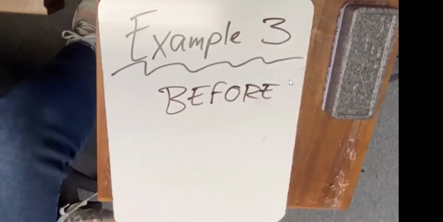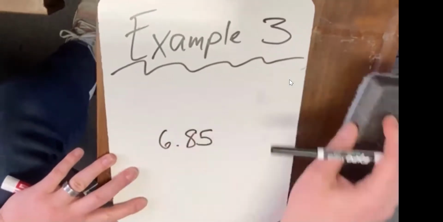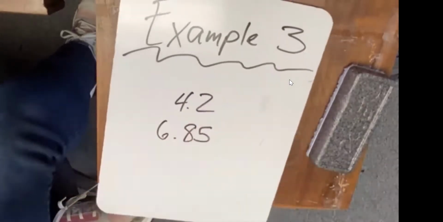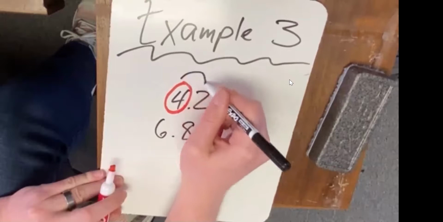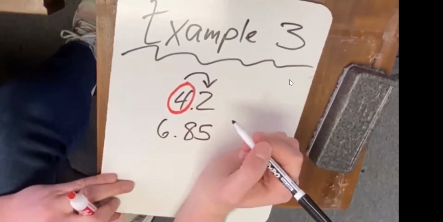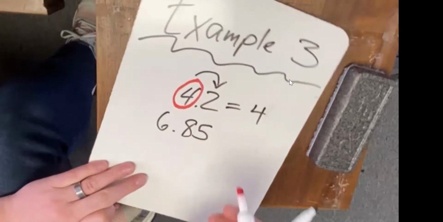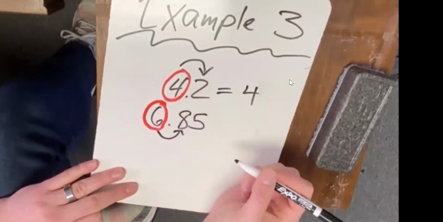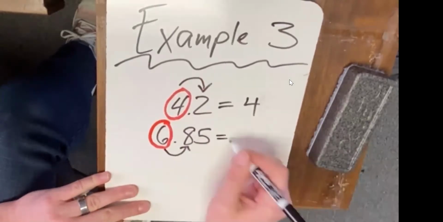So that means I do not have to multiply the decimal numbers. I can just round them to the nearest whole number. So I have 6.85 and I have 4.2. So I need to round them to the nearest whole number. My whole number for 4.2 is 4. So I need to look at the 2 right here. Do I round up or do I stay the same? I stay the same. So my 4.2 is going to be 4. And now my whole number for 6.85 is 6. So I need to look at the 8 right here. Do I round up or stay the same? I round up because the 8 is greater than 5. So my answer here is going to be 7.